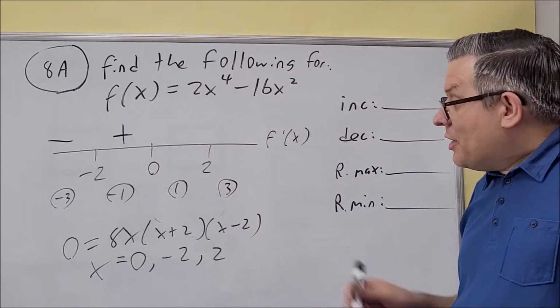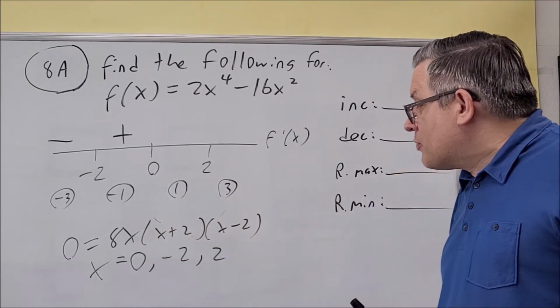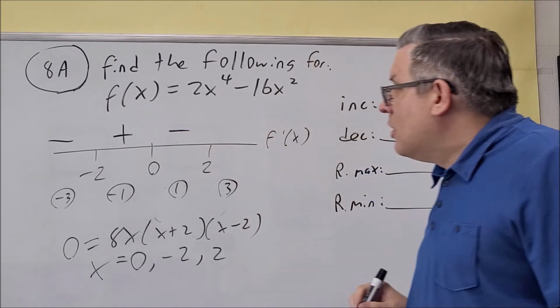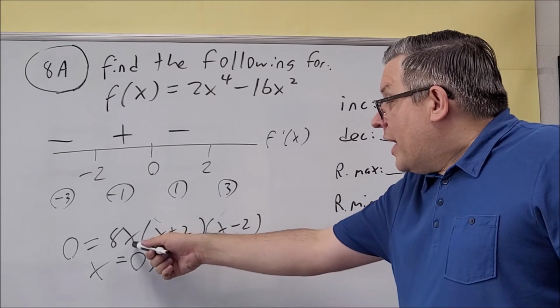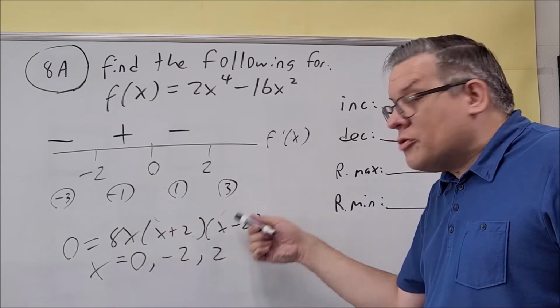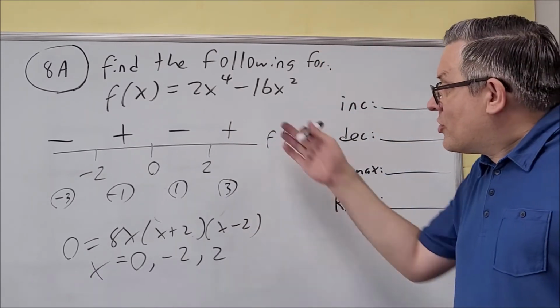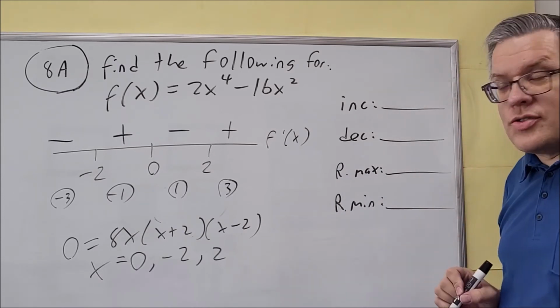Next, let's put in a 1. 8 times 1 is positive, 1 plus 2 is positive, but 1 minus 2 is negative. So there's a minus right there. And then 3, putting into all these. 8 times 3, positive. 3 plus 2, positive. 3 minus 2, positive. All of them are positive, so you get a plus there. This is your sign configuration, so now we're going to use that to answer these questions here.